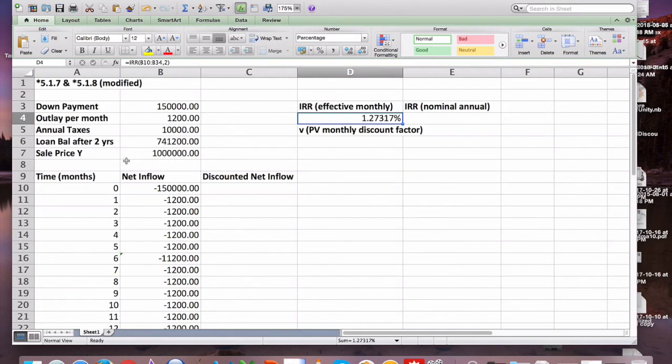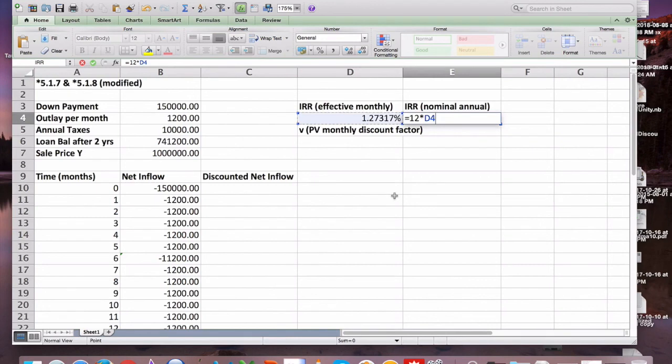Yeah, the book does assume Y is $1 million in the second problem here, 5.1.8. To convert this to a nominal annual rate, all you do is multiply it by 12. So I can type that. Nominal means in name only. It's not really the true yield. It's an approximate annual yield, you might say. The more important yield is the effective monthly yield. But anyway, there it is as a nominal annual yield.